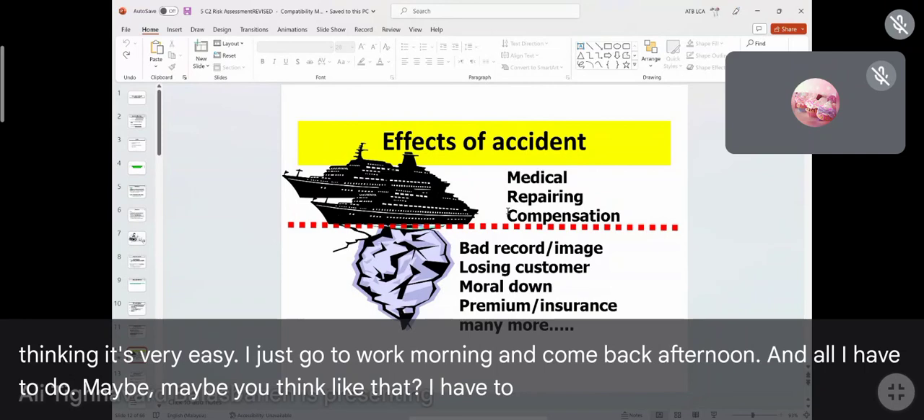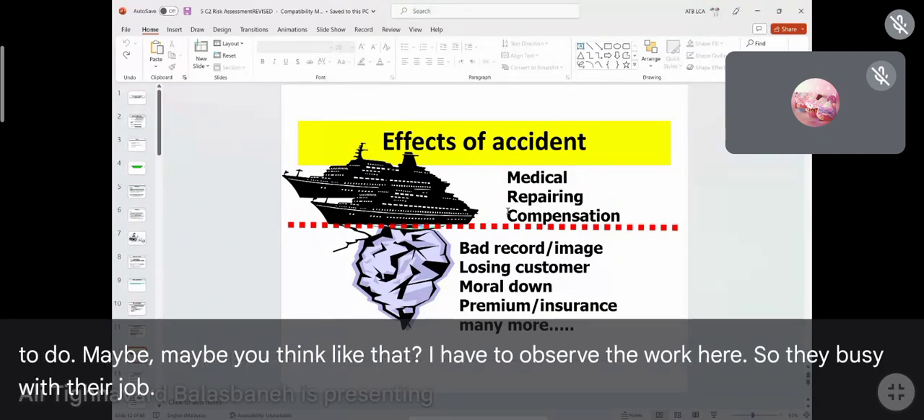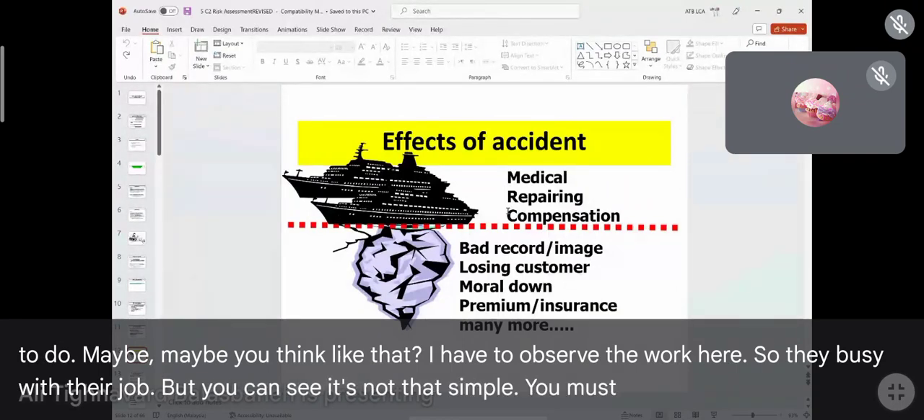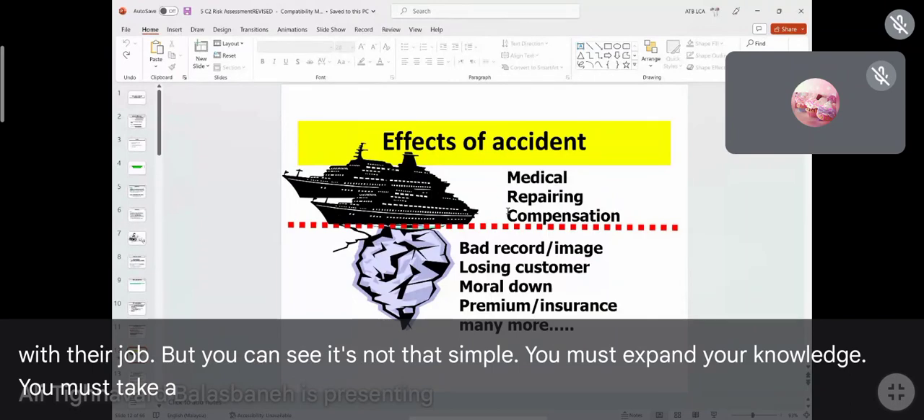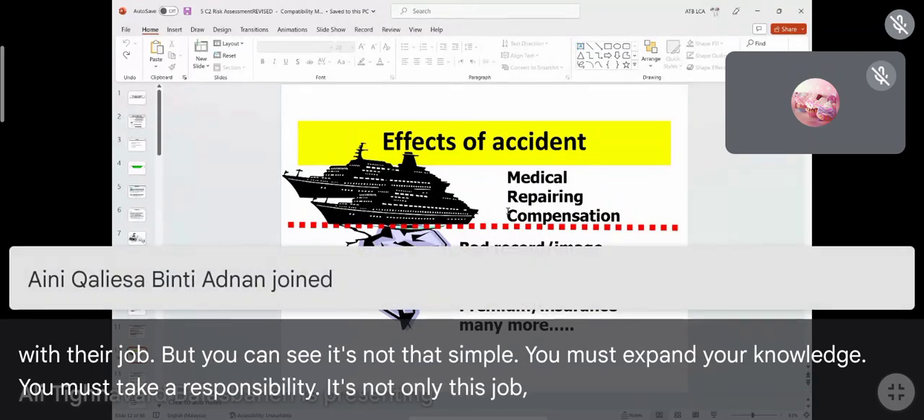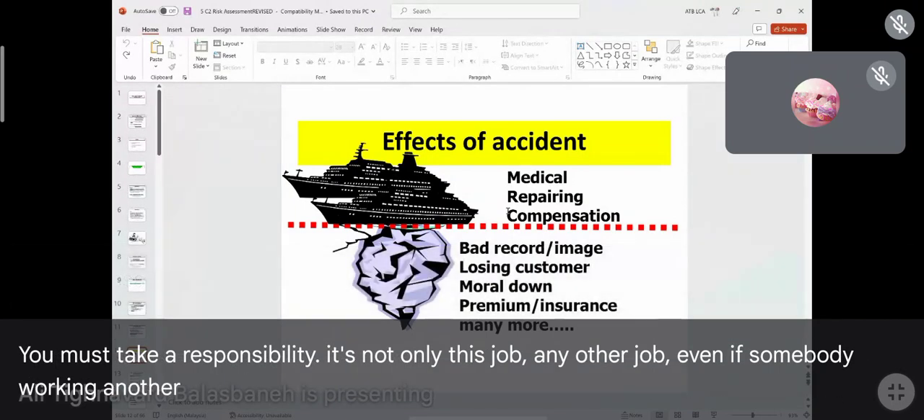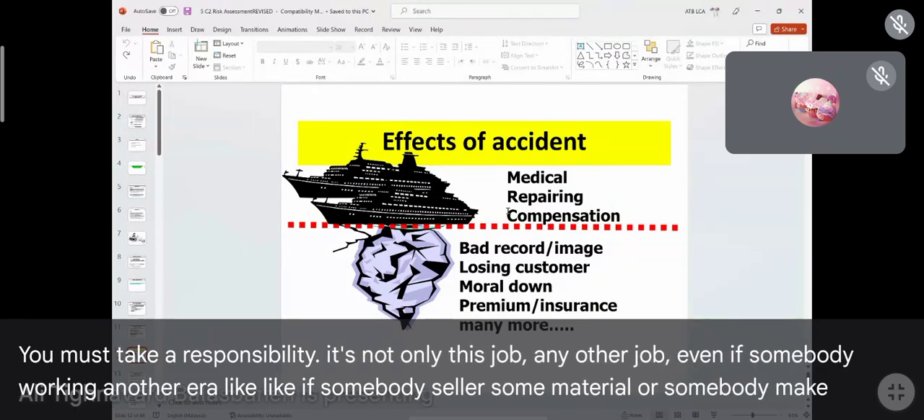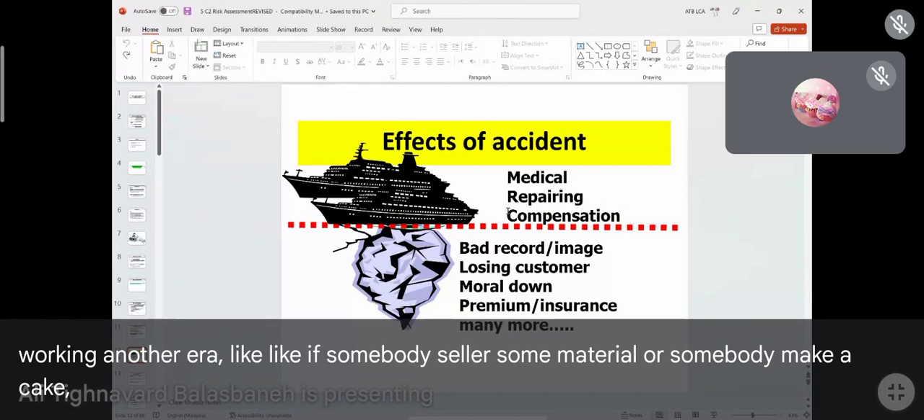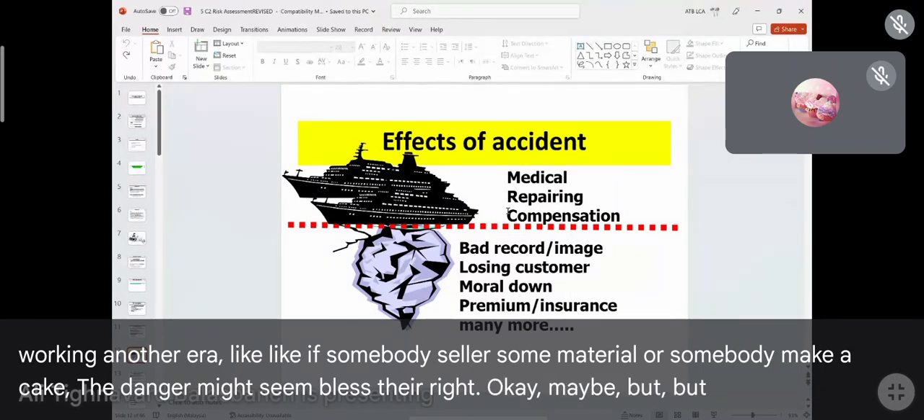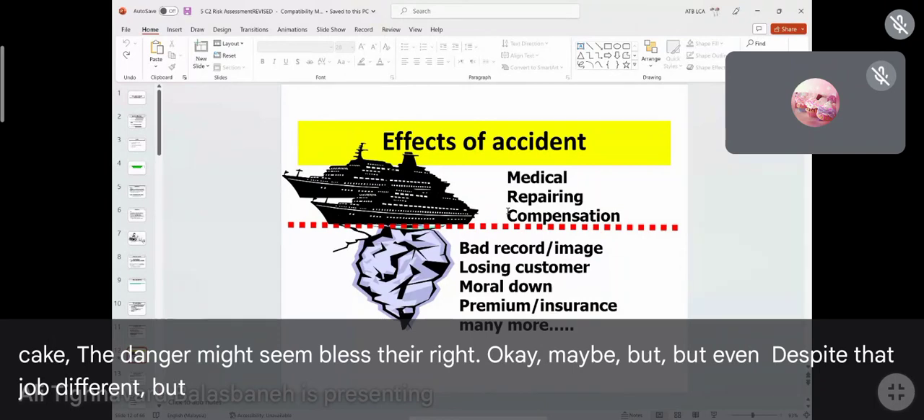I have to observe the workers, so they're busy with their job. But you can see it's not that simple. You must expand your knowledge. You must take responsibility. It's not only this job, any other job. Even if somebody works in another area, if somebody sells some material or somebody makes a cake, the danger might seem less there, right? Okay, maybe, but even though the job is different, that person needs to be aware during the work.